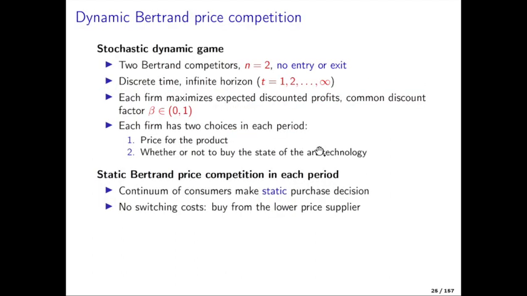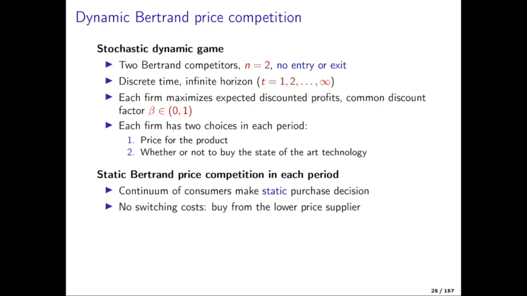Okay, so here's a game. So dynamic price competition. We've got a stochastic dynamic game with two players, two competitors, Amcor and VC. So you've got N equal to 2. There's no exit. There's no entry. Okay, so these firms are just in the market and then competing. It's discrete time, with an infinite horizon. And each firm is maximizing expected discounted profits using a common discount factor beta, which is between 0 and 1. I think in our simulations it's around 0.95.